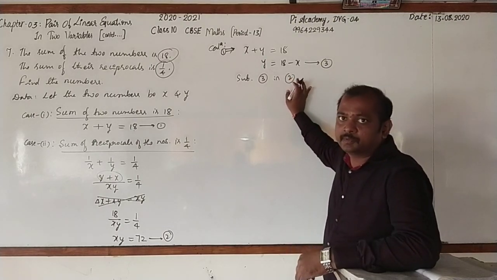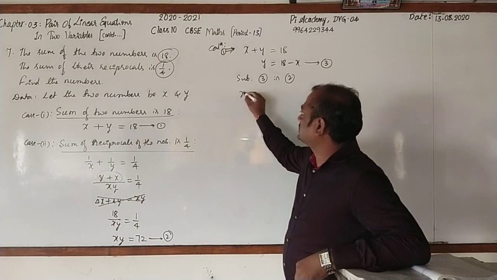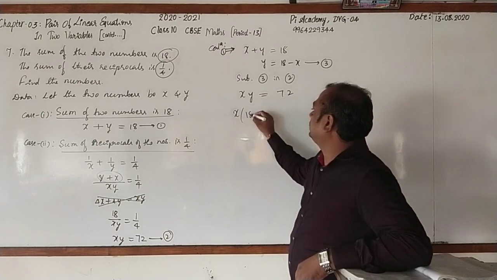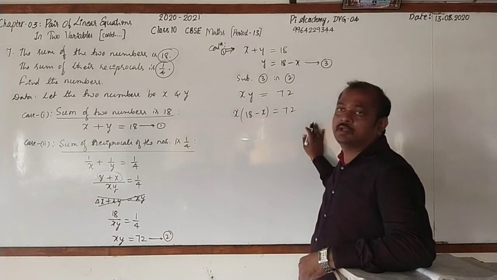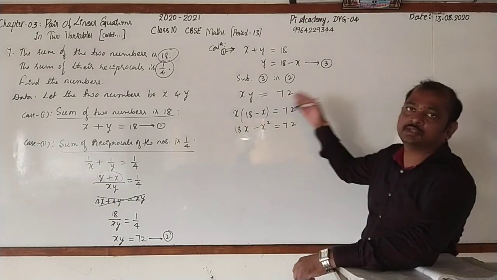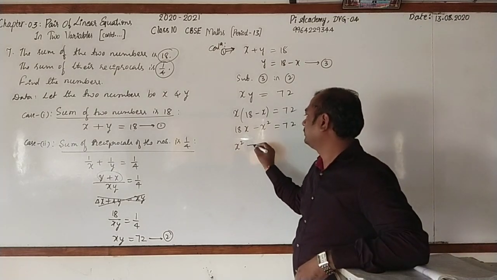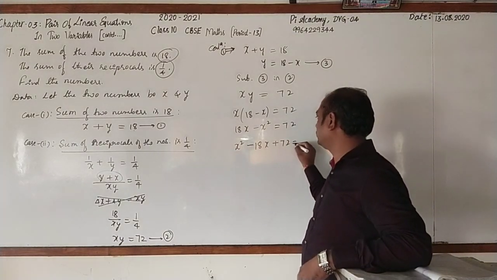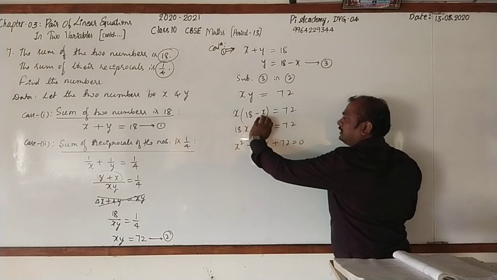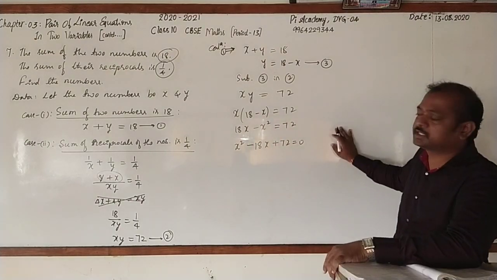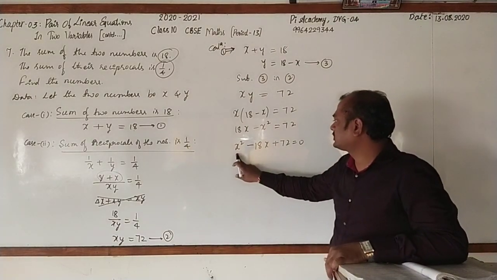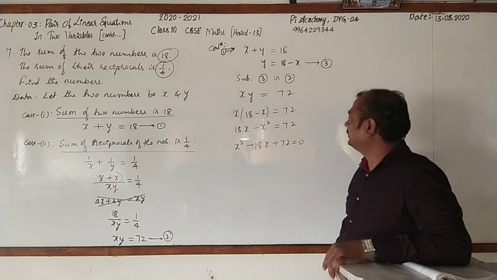Are you writing with me? Yes. Then equation 2 is xy equal to 72, where y is 18 minus x, which is equal to 72. Now multiply. It is 18x minus x square equal to 72. Take all the terms to the right hand side. Becomes x square minus 18x plus 72. Did you understand? These two terms are taken on the right hand side. Here left hand side it becomes 0. Then we have interchanged both LHS and RHS. Now we will go for solving this. How? By splitting the middle term.